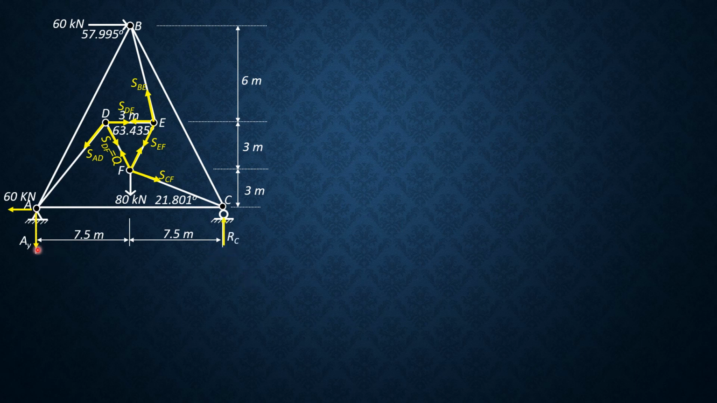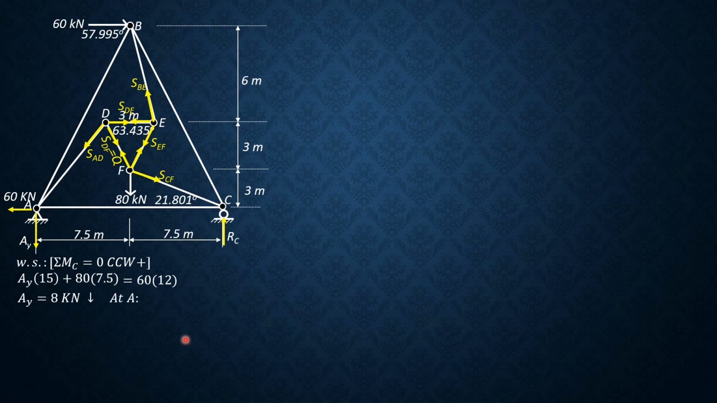So let's solve for AY considering the entire system. Summation moment about C equals 0, counterclockwise positive. So we have AY times 15 plus 80 times 7.5 equals 60 times 12. So solving for AY is equal to 8 kilonewtons downward. So that's why it's downward there.